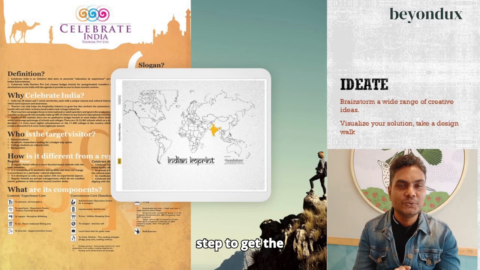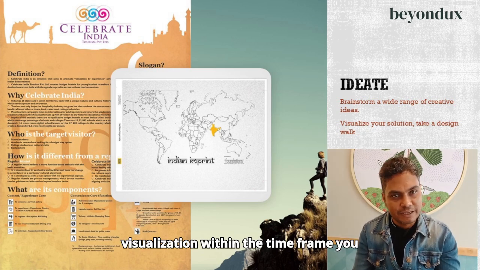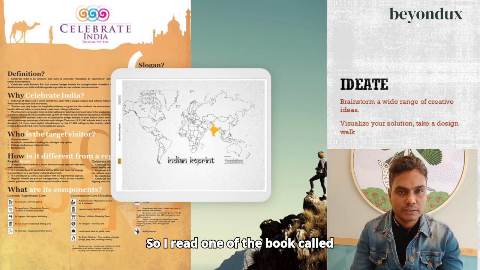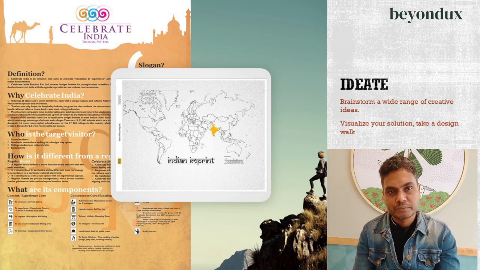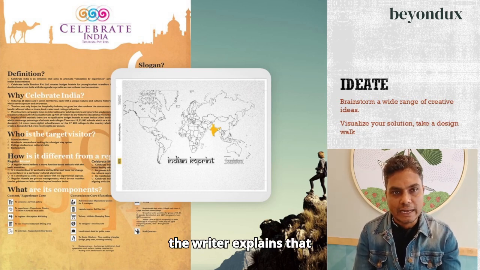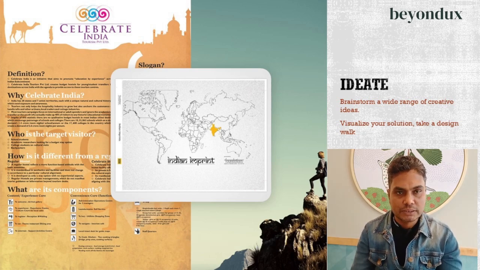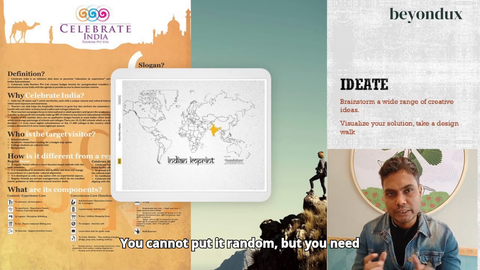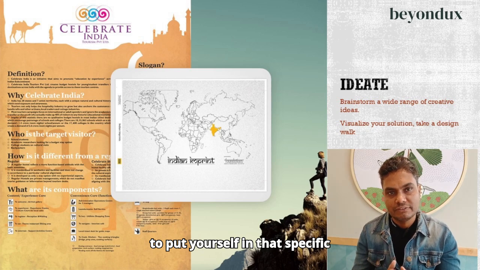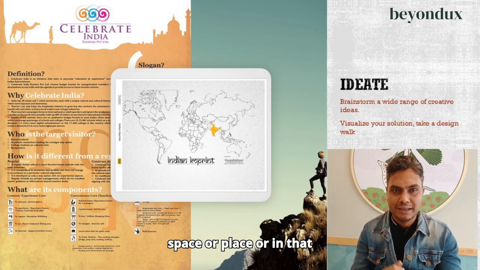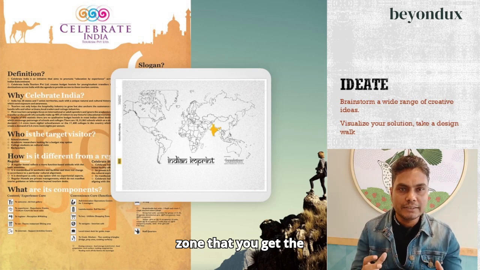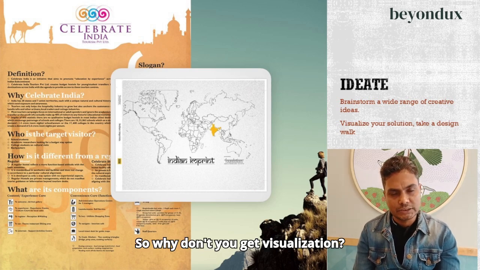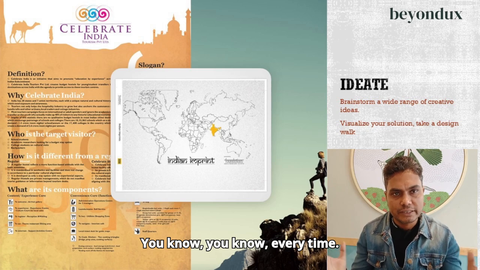There's a step to get the visualization within the time frame you have. There's a process to do that. So I read one of the books called Deep Work. In this book, the writer explains that the visualization process has a trick to it. You cannot put it random, but you need to put yourself in that specific space or place, or in that zone, so that you get the visualization faster.